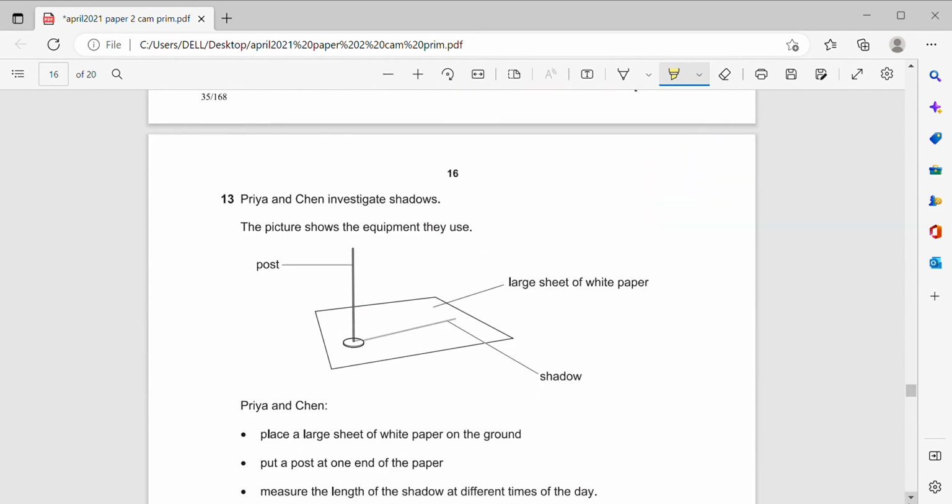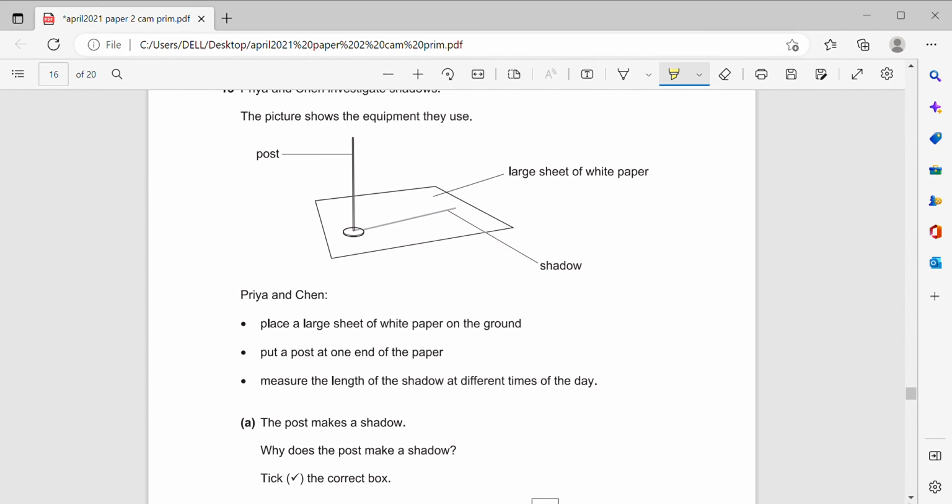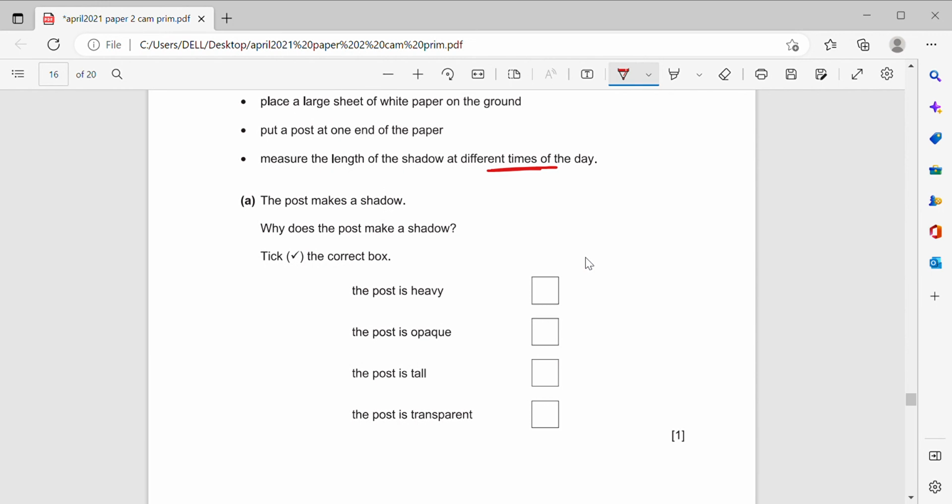Priya and Chan investigate shadows. Shadow questions also come up a lot. The picture shows the equipment they use. Here they have a post, a large sheet of white paper, and the shadow. Priya and Chan place a large sheet of white paper on the ground, put a post at one end of the paper, and measure the length of the shadow at different times of the day. The post makes a shadow. Why does the post make a shadow? Tick the correct box. I need only tick one correct box. The key is A: opaque. So the post is opaque.